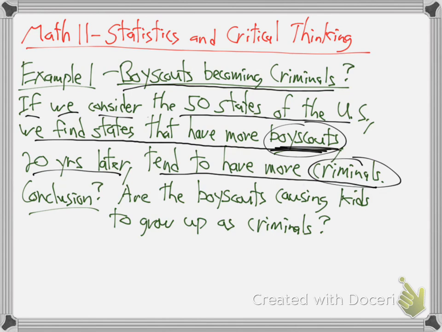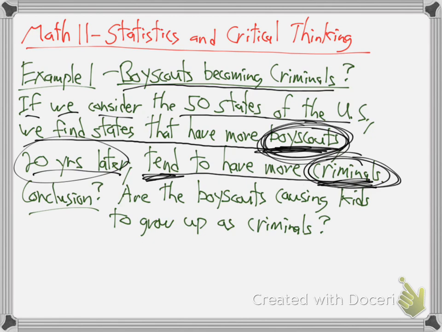If you take the 50 states and you put them in order from number 1, number 2, number 3, the states that have the most Boy Scouts, I don't know what states those are, but whatever states have more Boy Scouts than other states, 20 years later, if we line up the states as far as how many criminals they have, we will tend to see, it won't be perfect, that the states that had more Boy Scouts have more criminals 20 years later. That's true. Again, I'm not faking that. Those are true numbers. And as they say, numbers don't lie.